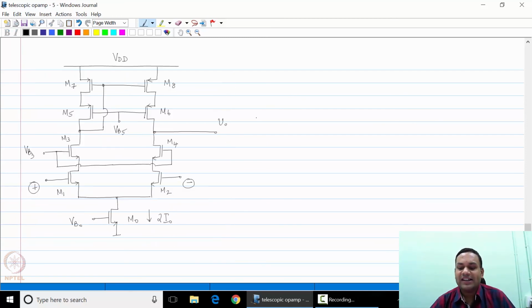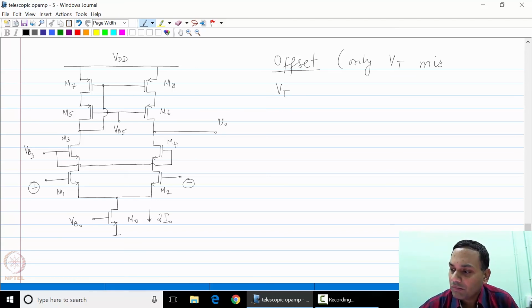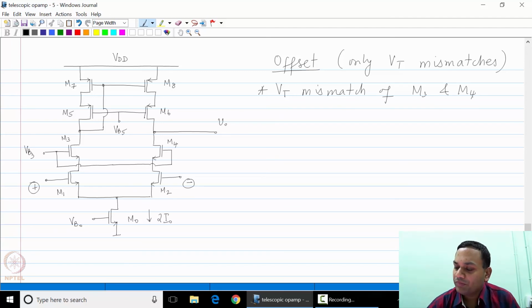Now finally, we will write down the expression for the offset without deriving it directly. I'll just point out that the behavior of an offset voltage or current is similar to that of noise. So as far as offset is concerned, we are going to consider only VT mismatches. You will find that VT mismatch of M3 and M4 does not appear as an input referred offset.